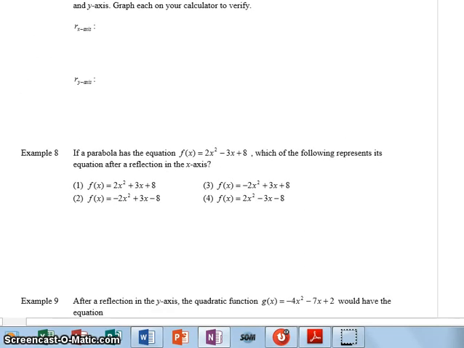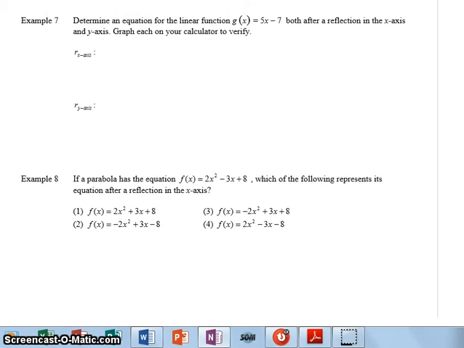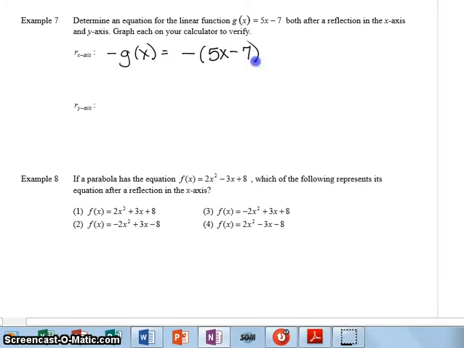Example 7. Determine an equation for the linear function g of x equals f of x for both a reflection in the x and the y. Now remember, reflection of the x says take negative g of x. So that means you put it on the outside and you distribute it to everything on the inside, which would produce negative 5x plus 7.